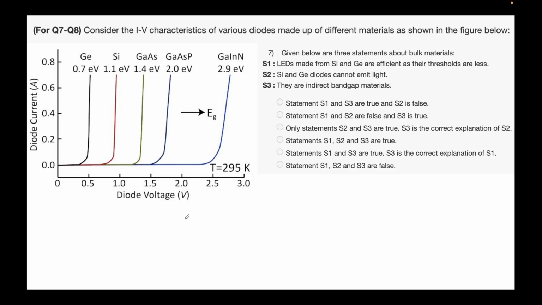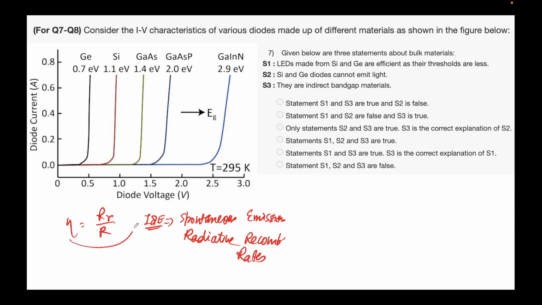No, because remember, thresholds depend on IQE, internal quantum efficiency, right? And we know that internal quantum efficiency again depends on spontaneous emission and radiative recombination rates. Remember that expression? Eta we wrote R by capital R just a few slides back. This is what we wrote. This was spontaneous emission, and we know that this happens for direct bandgap materials.